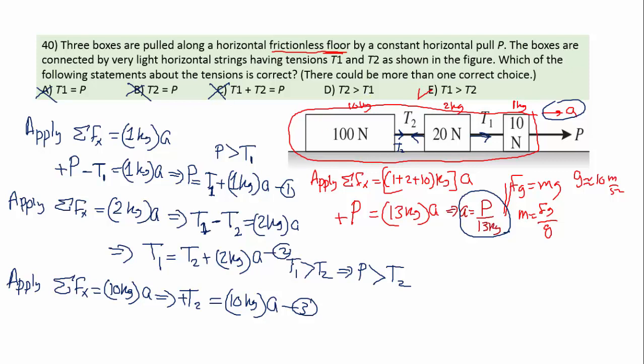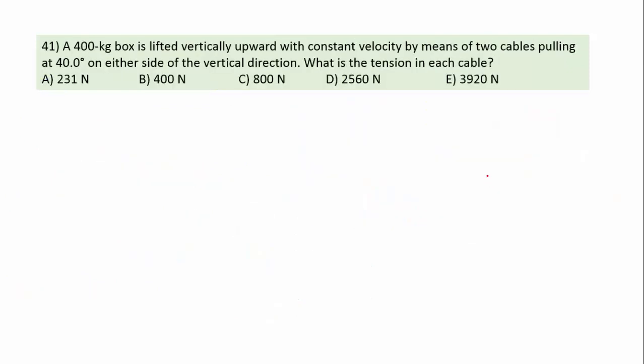And this is of course not true, because we found that T1 is bigger than T2. Hence, D is wrong, and the only choice that is valid is E. T1 is bigger than T2, which we proved here. Okay, on question number 41, the answer is D, assuming we are rounding off the answer to 3 figures.